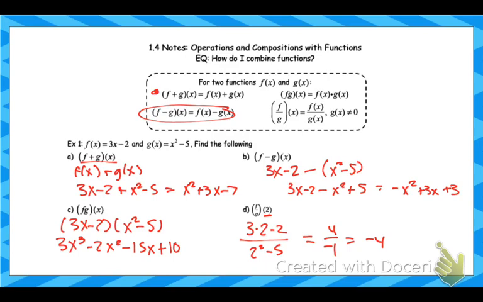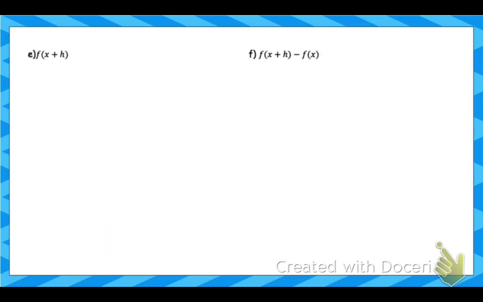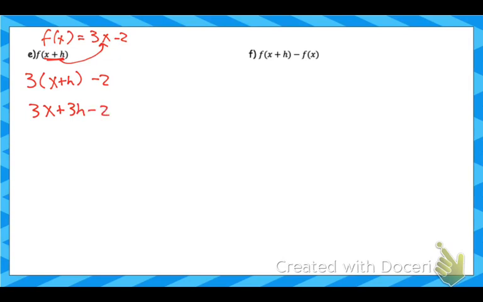All right, on my next one, I'm going to look at a different operation. So f of x plus h. So the f of x function was 3x minus 2. So all this means is I'm going to take x plus h and I'm going to substitute x with x plus h. So this is going to become 3 times x plus h minus 2. So that becomes 3x plus 3h minus 2. So it's important to note here we're not just adding an h to that function. That is not the same thing. We're replacing the x with the x plus h.